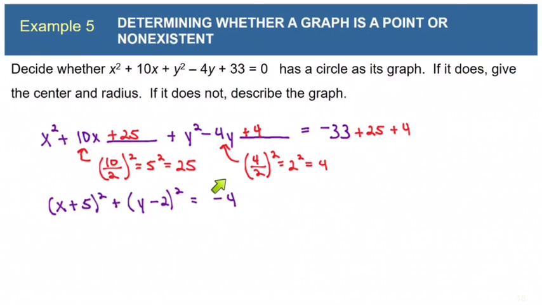Now, it's not possible for a circle to have a negative radius. Now remember, this should be r squared, and since it's negative, the radius of this circle would have to be 2i. That doesn't make sense. We can't have a circle with an imaginary radius. So this graph does not exist.